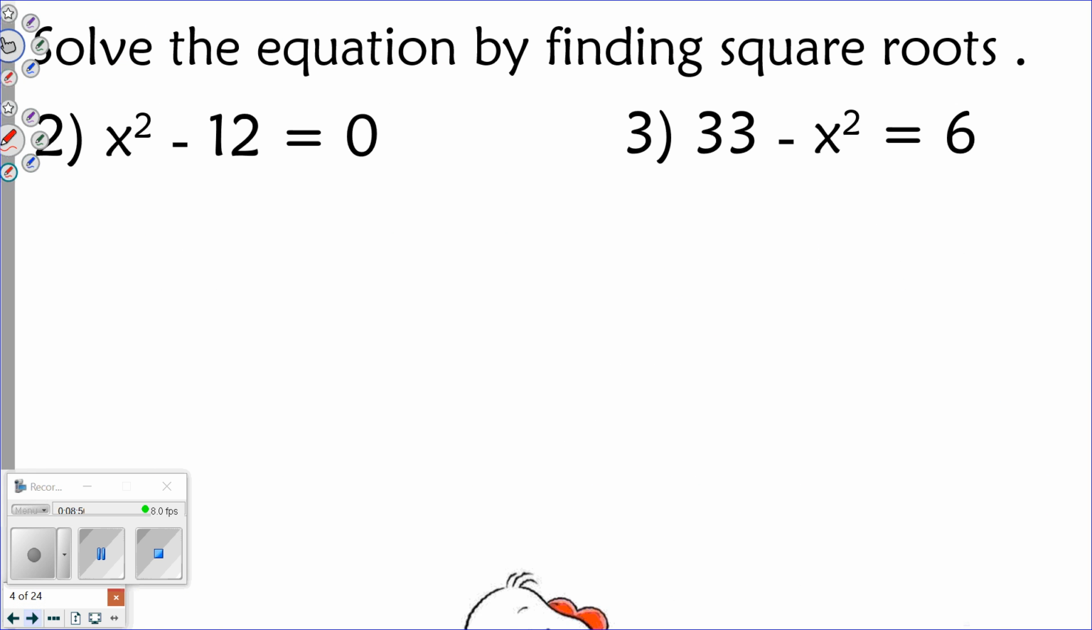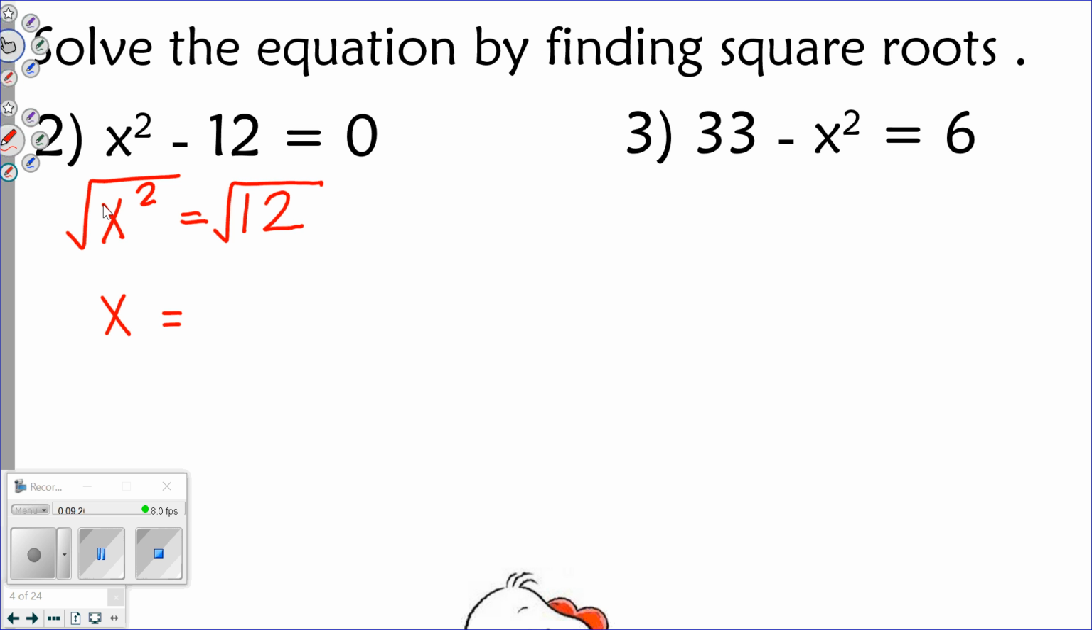Okay. So number 2. X squared minus 12 equals 0. Is it missing the bx? Yes, it's missing the bx term, so we're okay. So we need to isolate the x squared. So we have to add the 12 to the other side. Once the squared part is by itself, then what? Take the square root. So we get x equals square root of 12?